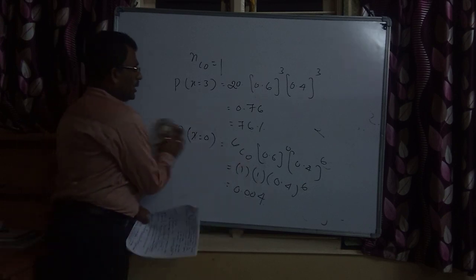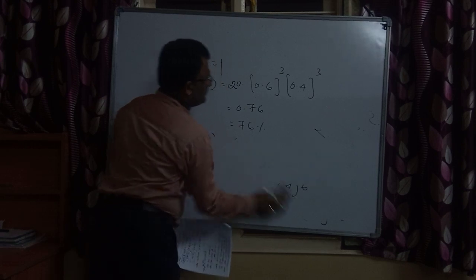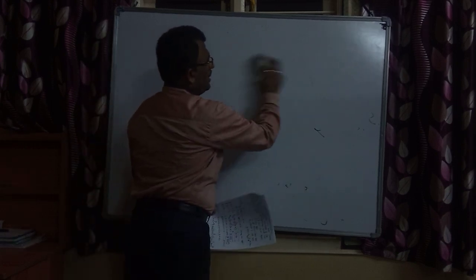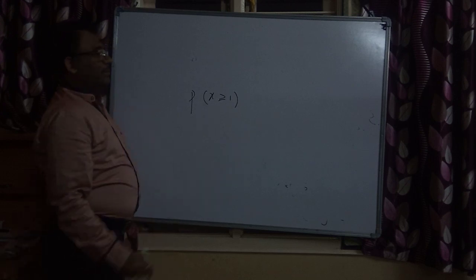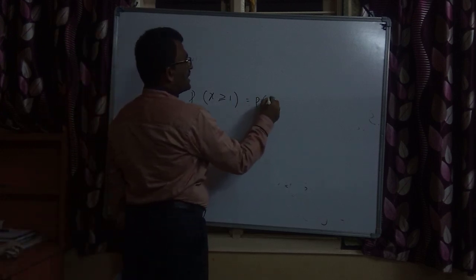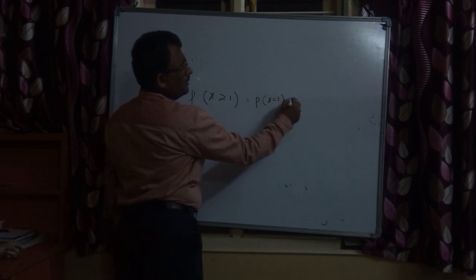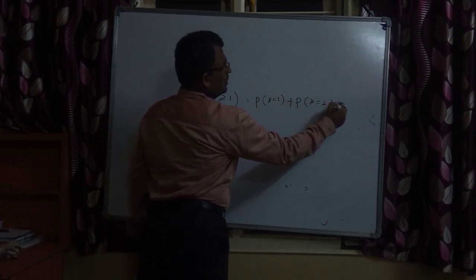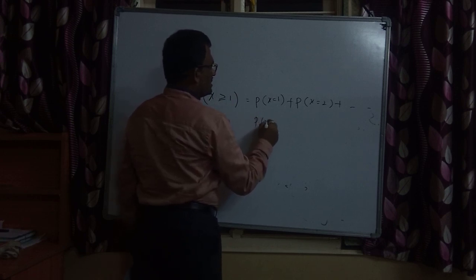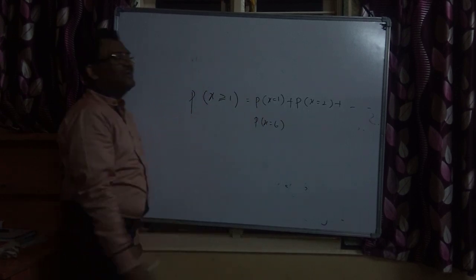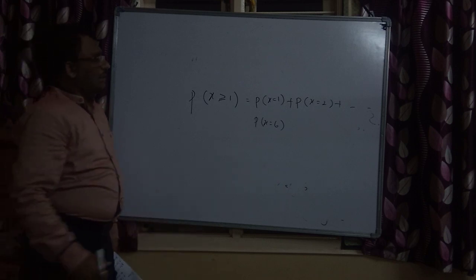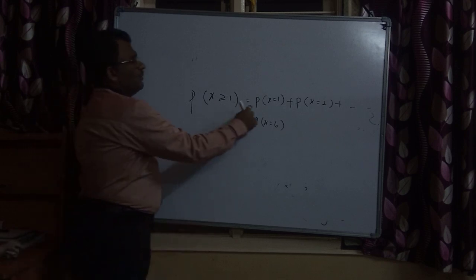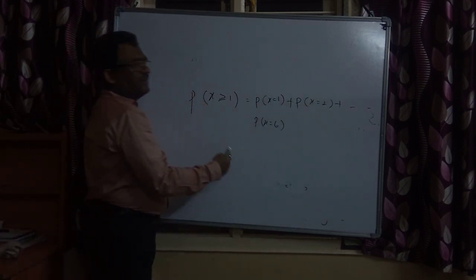Next is at least 1. If you say at least 1, it may be 1 or even more than 1. That is P of X greater than or equal to 1. P of X may be 1, P of X may be 2, and so on, up to P of X may be 6, because 6 is my highest number and you cannot go beyond 6. Calculating all of 1, 2, 3, 4, 5 and 6 becomes very tedious.